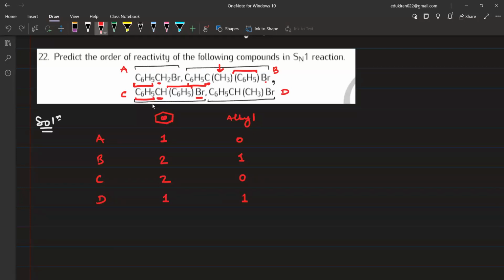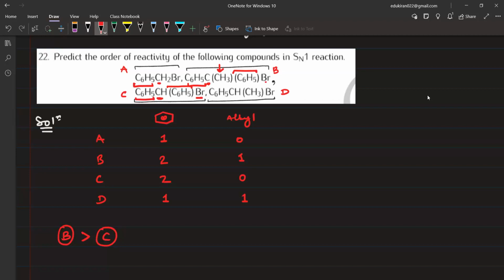Now you have to compare. So which is having the highest number of benzene rings? B and C. Now in B and C, which is having more alkyl groups? If there is a tie in benzene, then you will look at the alkyl group. In this case, B is having the highest number of benzene rings, and it is also having an alkyl group. That is why B is greatest. And then we have C, because it is having 2 benzene rings.